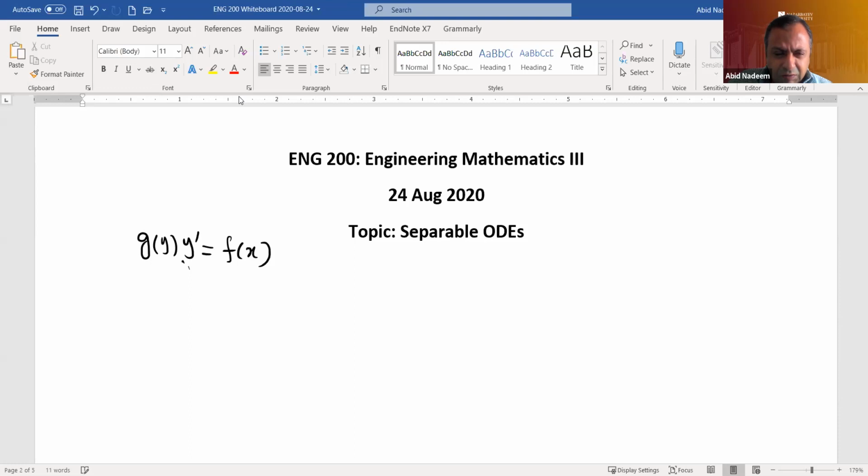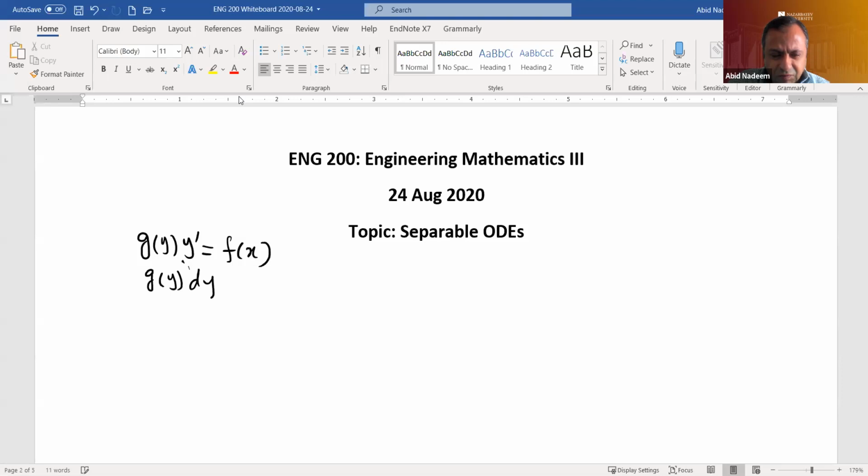Okay, so an equation of this form is separable because in this case you can see that all the y terms are on one side and all the x terms are on the other side. So this equation can also be written in this form, g(y) y prime equals f(x). g(y) is a function of y, f(x) is a function of x.